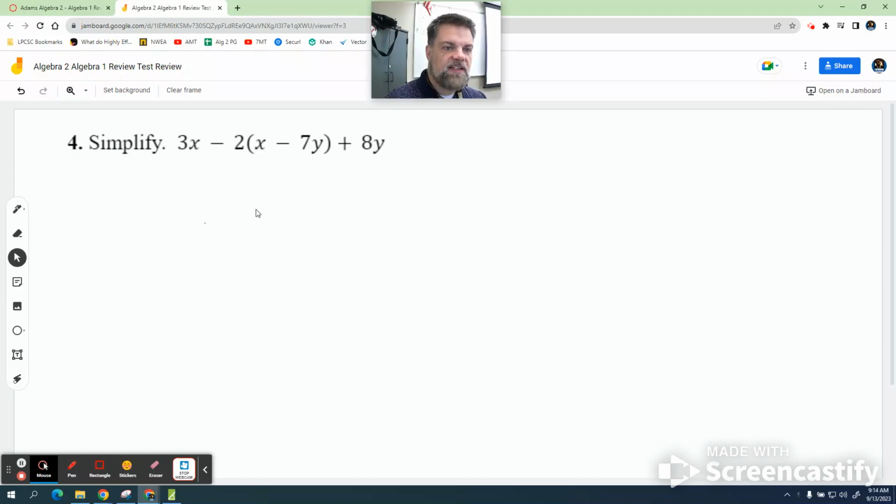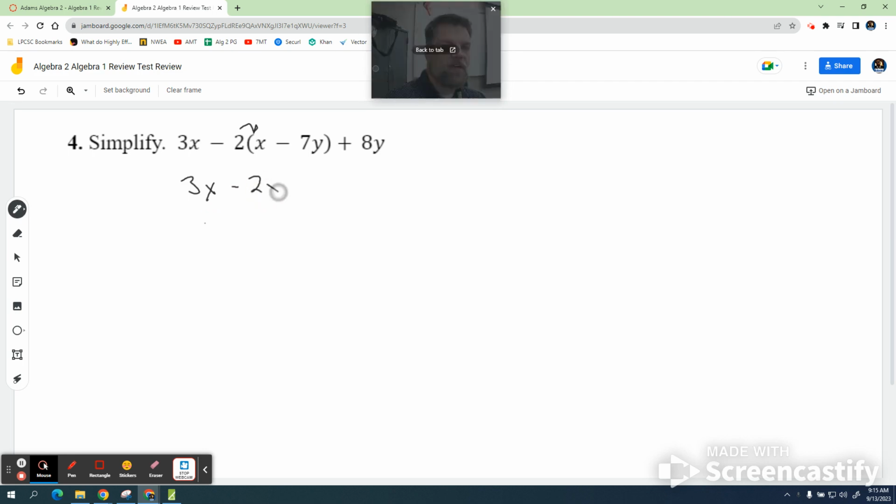Right, for this one, same thing. We're going to distribute this -2 through the parentheses. So this line becomes 3x. What's -2 times x? -2x, right? What's -2 times -7y? Positive 7y. Or actually positive 14y, right?